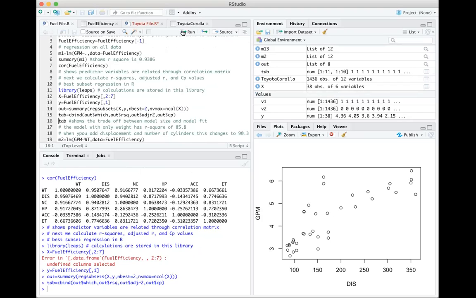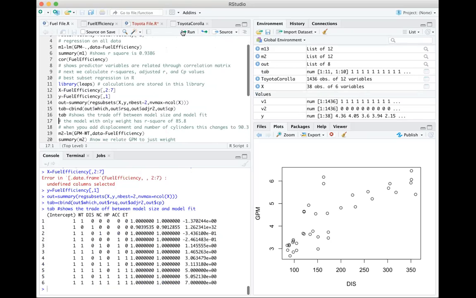This shows the trade-off between model size and model fit. The model with only weight has an R square of 85.8. When you add displacement and the number of cylinders, this changes to 90.3.